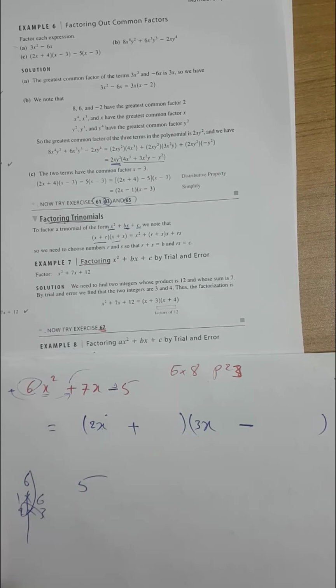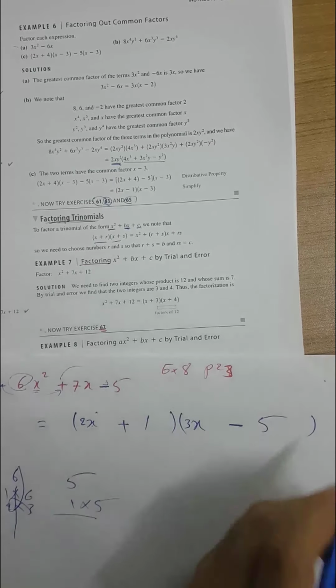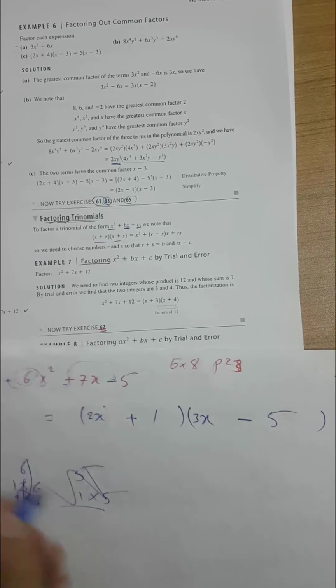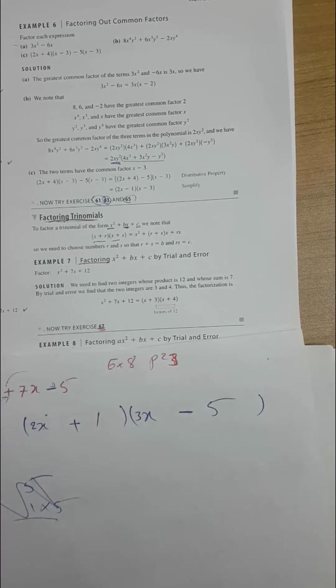As you know, 5, there's nothing to factor it. So just I have 1 by 5. Maybe I put here, maybe I put there. I don't know. So for checking yourself, you did this one in the correct way or not.